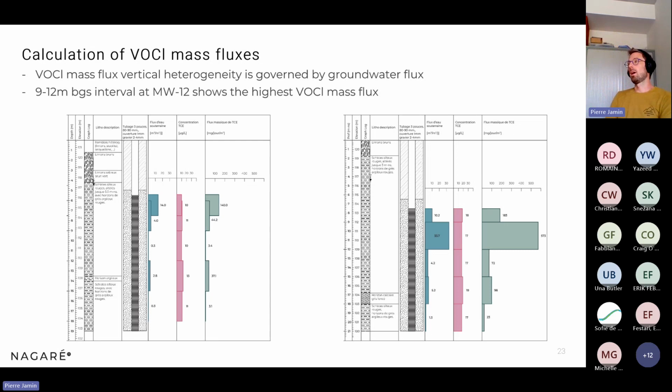So it means that at the monitoring well 12, the one in the northern part, we have a really, really high chlorinated solvent flux that, of course, flows through this location, and mainly located between 9 and 12 meters below the surface.